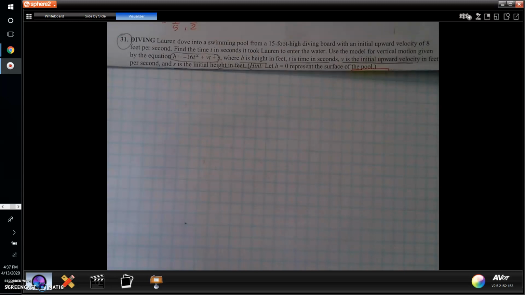So let's look at 31. Don't just ignore the word problems. They are problems you need to learn how to do. Take what you've learned from the lesson and apply it. Lauren dove into a swimming pool from a 15-foot high diving board with an initial upward velocity of 8 feet per second. Find the time t in seconds it took Lauren to enter the water.